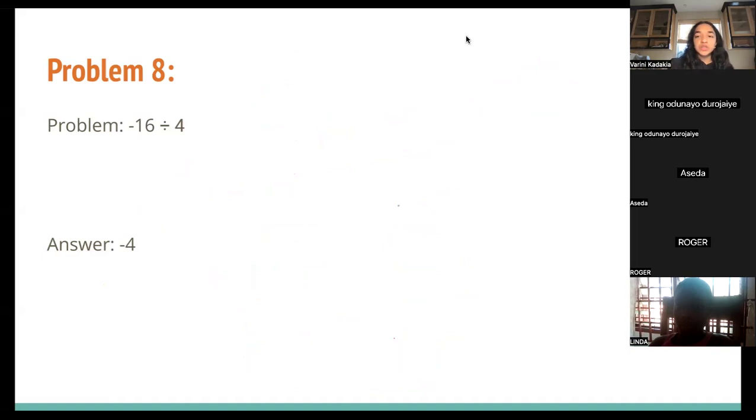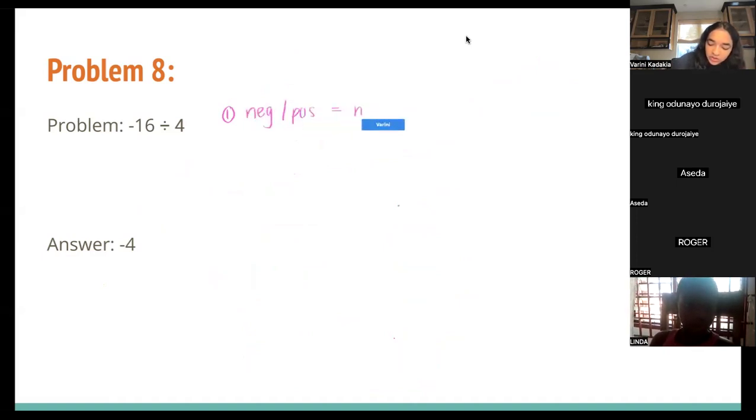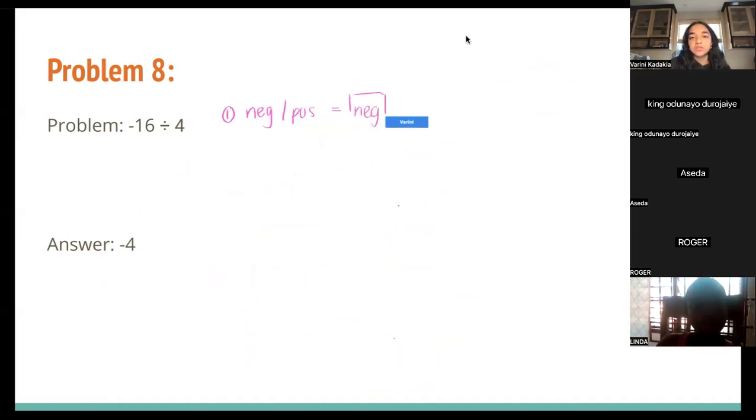Okay, so the first step we're going to do is define the rule we're going to use, which you guys all said was negative over positive equals negative. So we know our answer will have to have a negative sign in front of it. Okay? Everyone clear on that? No confusion there?